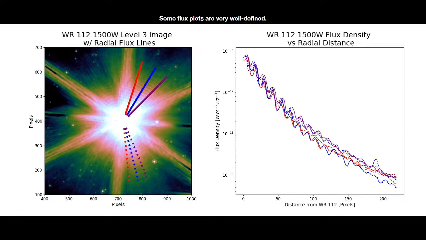So using, again, my favorite star, WR112, I took these cuts coming out from the center of the star, avoiding the center because those are all NaN values just from oversaturation of the detector. And I plotted it as a function of radial distance from the star, and each of these peaks is a ring. And so there's 20 or so rings here, and this star has a 20-year period. So that means this dust that we see on this plot has been around for about 400 years.